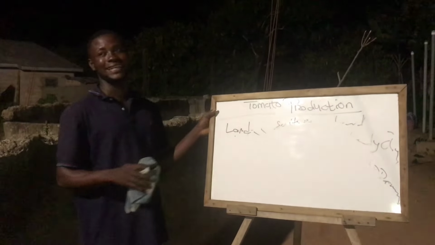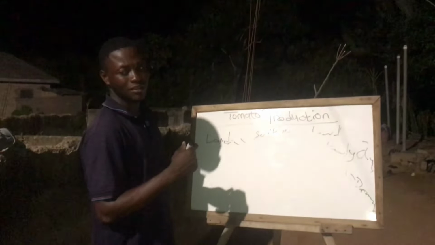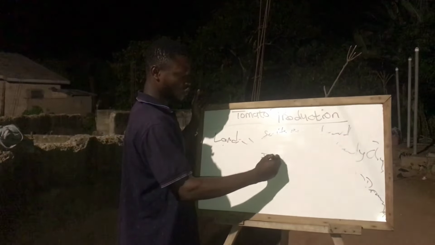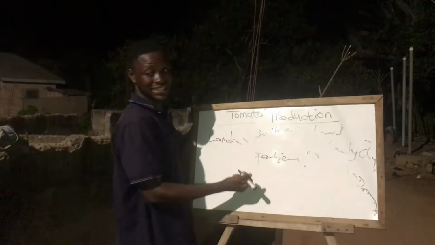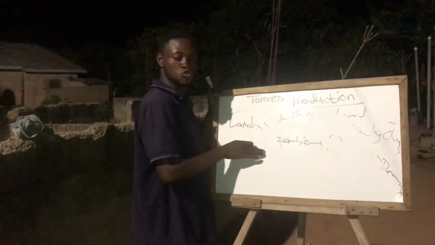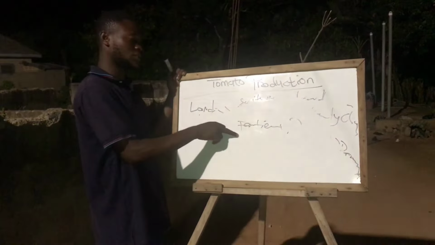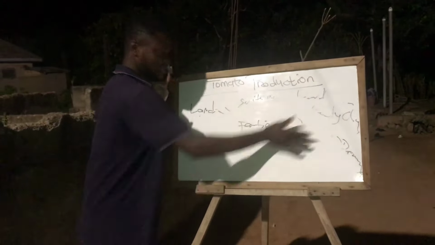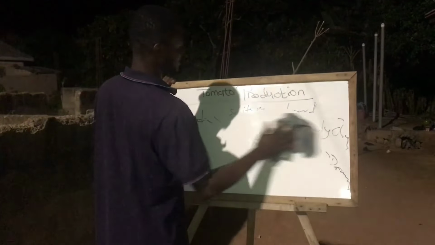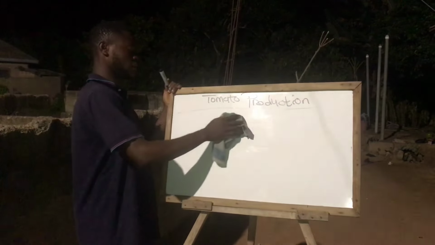And once you realize that the land is a virgin land, you don't have to give it too much fertilizer because it already has fertility. So once it is fertile, you don't have to always give too much fertilizer to the crops, because it contains fertility within the soil. That will help your growth. That is for the land.